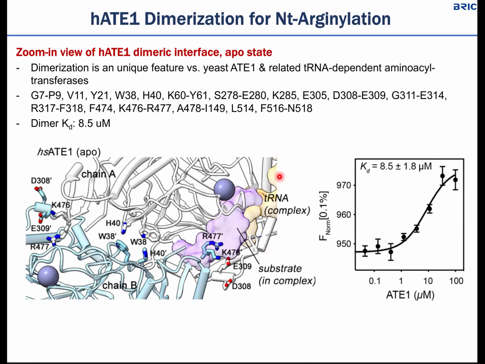In human AT1, dimer formation is a unique attribute compared to AT1 from yeast or in related tRNA-dependent amino acid transferases. Our analysis of the dimeric interface identified an array of interacting residues important for substrate binding and catalysis. The dissociation constant measured by microscale thermophoresis for dimerization was found to be 8.5 micromolar in vitro.